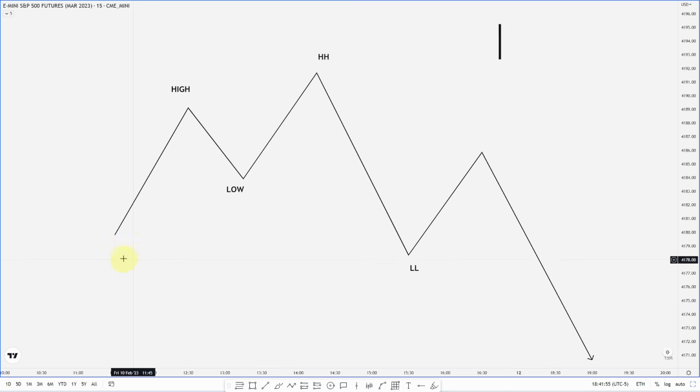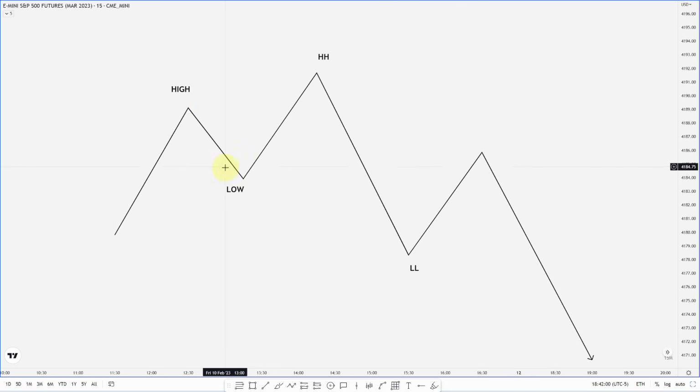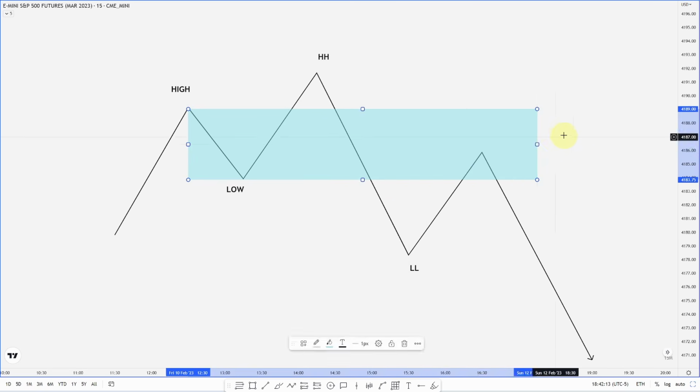structure that defines them. So for a bearish breaker block, we have to have a high, a low, a higher high relative to this high, and then a lower low relative to this low. Where is the breaker block? It is these down close candles, or down closed candle, right here.